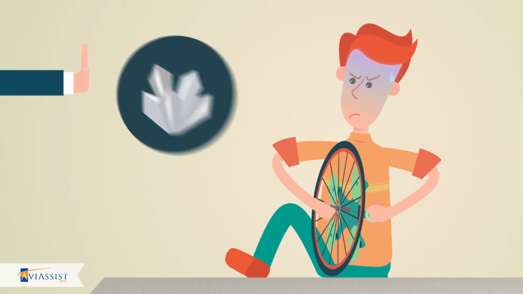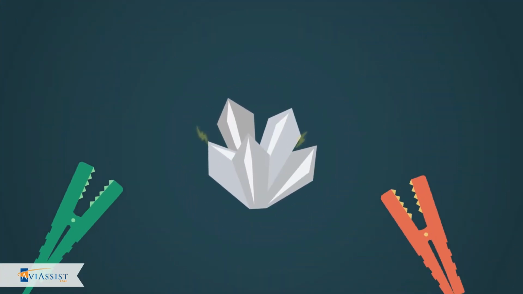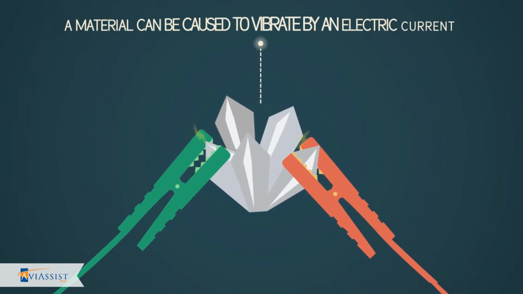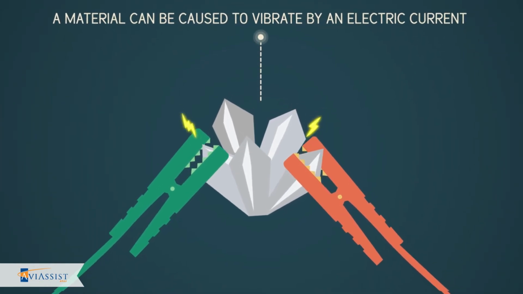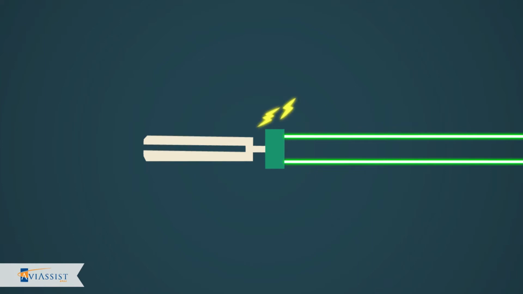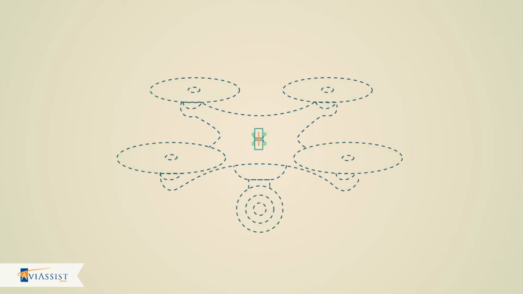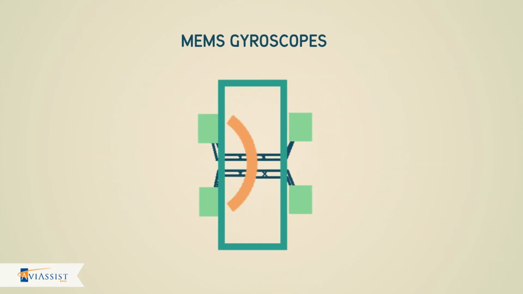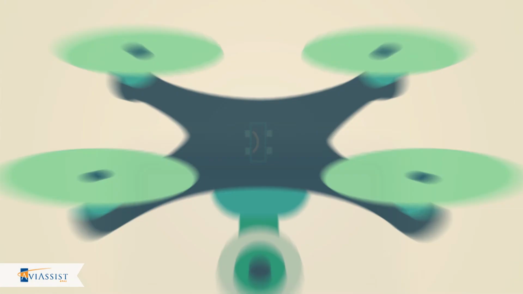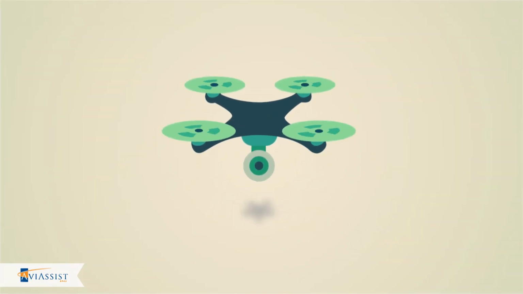A material can be caused to vibrate by an electric current. This is the same way a quartz watch keeps the time. A vibrating mass acts as a gyroscope, maintaining its axis in space. When the aircraft rotates, the gyroscope attempts to maintain its axis in space. This resistance to rotation, known as Coriolis force, allows us to measure the angular accelerations of the aircraft.